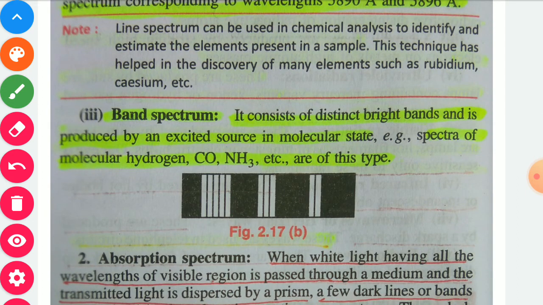Third one is band spectrum. It consists of distinct bright bands and is produced by an excited source in molecular state. Means when an excited source in molecular state is present, then different bright bands are produced. Spectra of molecules, for example, spectra of molecular hydrogen, carbon monoxide, ammonia, etc. are of this type.